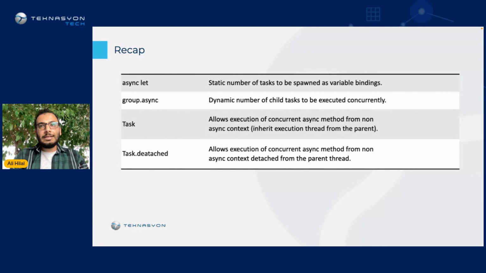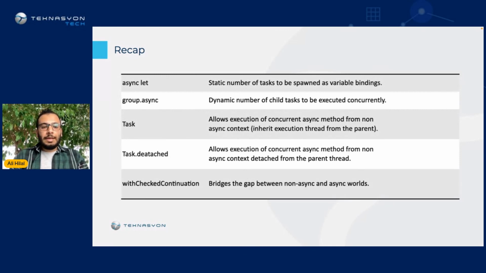Then we have the detached version, which allows execution of concurrent asynchronous methods from a non-asynchronous context. Then finally, we saw how withCheckedContinuation and withCheckedThrowingContinuation work, which are both used to bridge the gap between non-async and asynchronous methods.